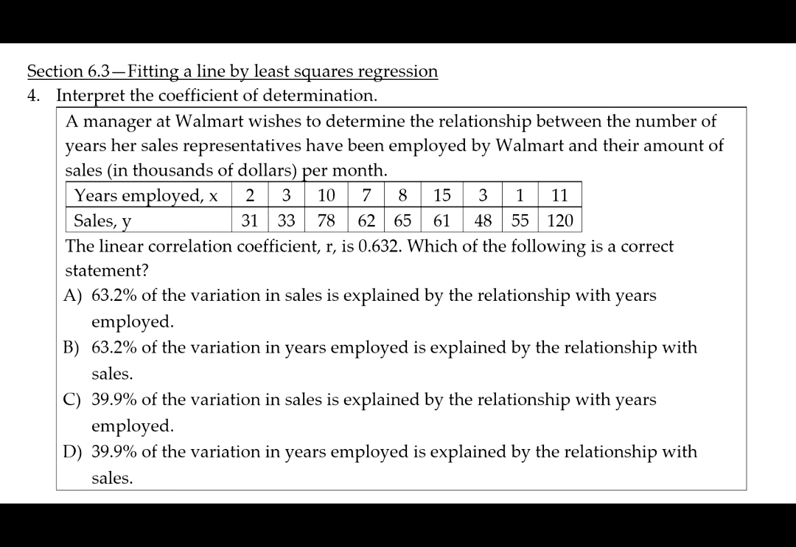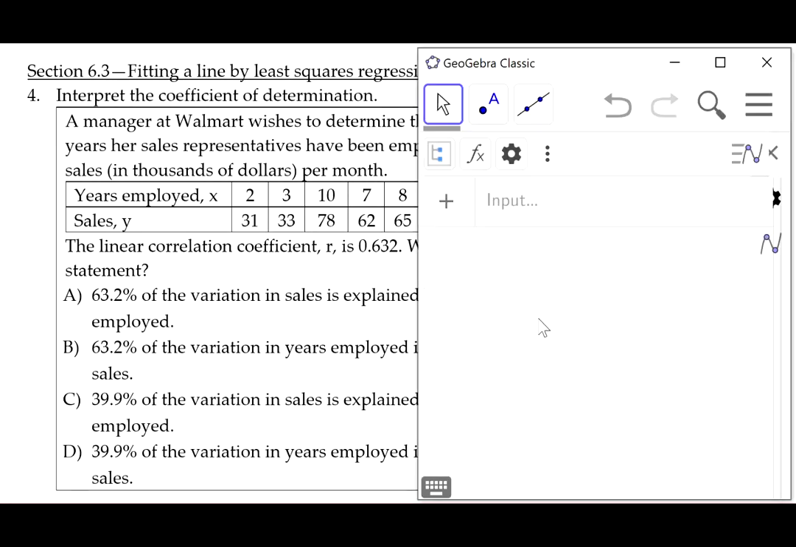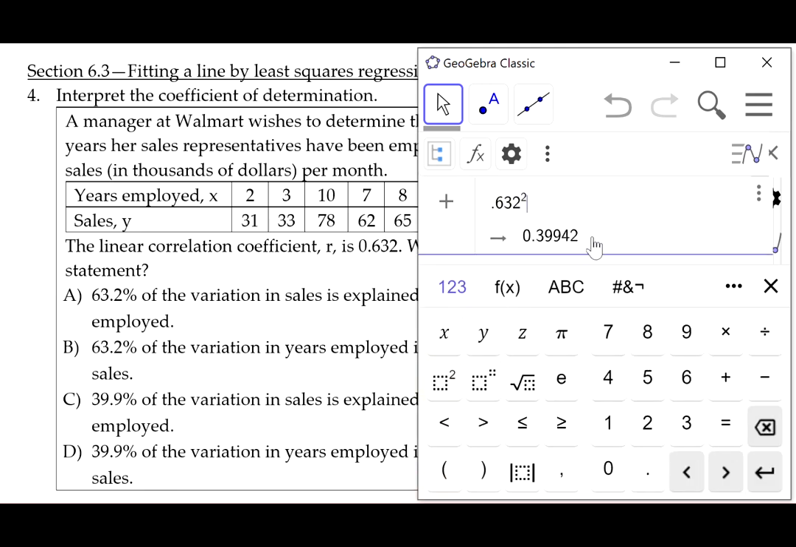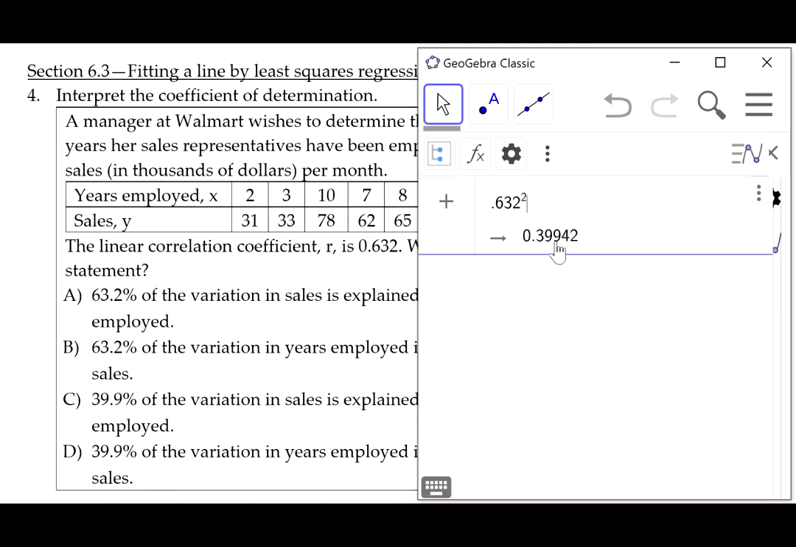Notice that all of these answer options talk about a percent of variation in something that is explained by the relationship with something else. So this is the type of wording that we use to interpret r squared. So let's first compute r squared. We are told that r is 0.632, and we're going to square that, and we get 0.39942. To convert that to a percentage, we move the decimal 2 places to the right, and we get 39.9%.